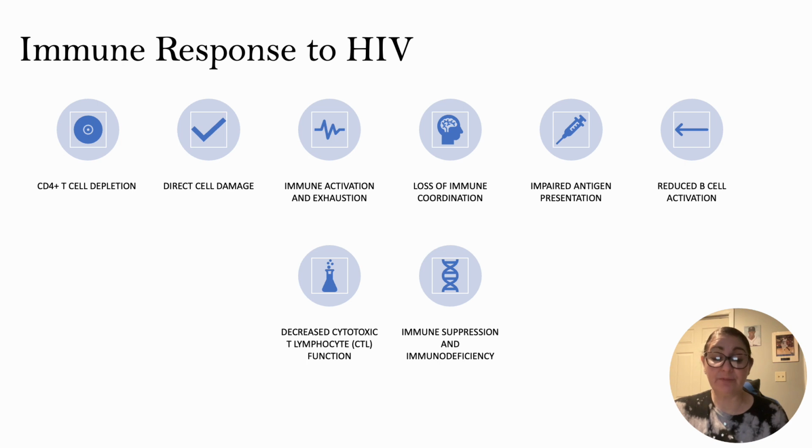And then finally, immune suppression and immunodeficiency. Progressive loss of CD4 T cells eventually results in immunodeficiency, where the immune system becomes severely compromised. Immunodeficiency increases susceptibility to opportunistic infections and certain cancers that a healthy immune system would typically control. The impact of HIV on the immune system is dynamic, involving a complex interplay of viral replication, immune responses, and the gradual loss of key immune cells.